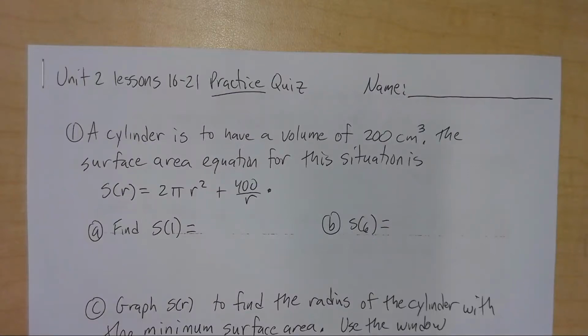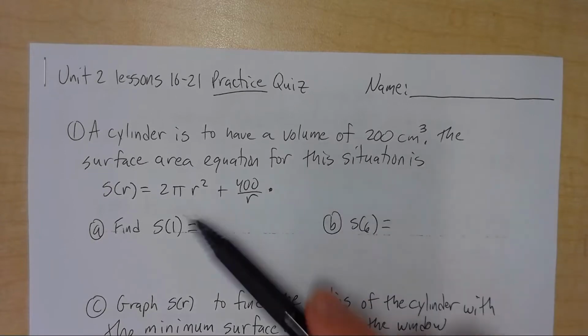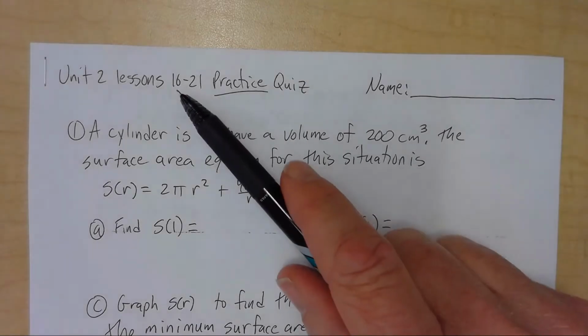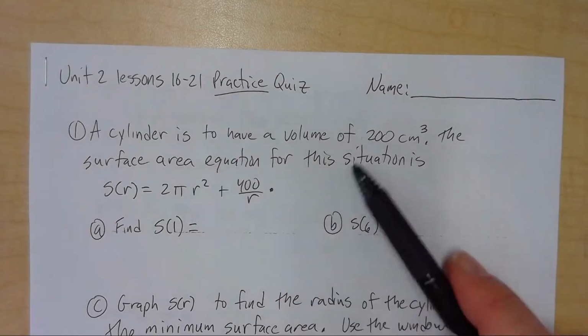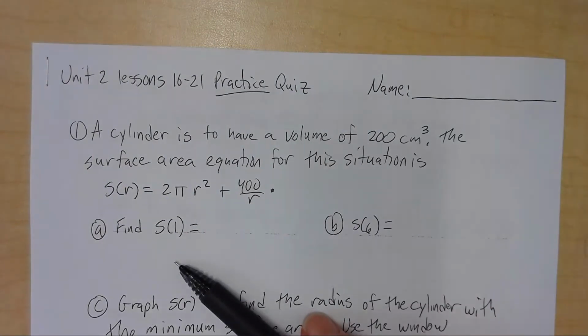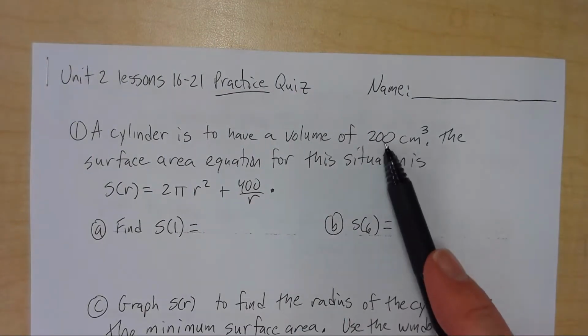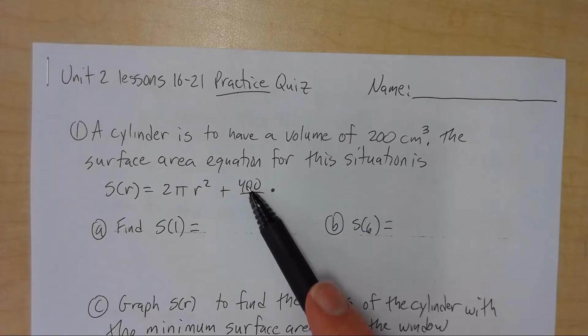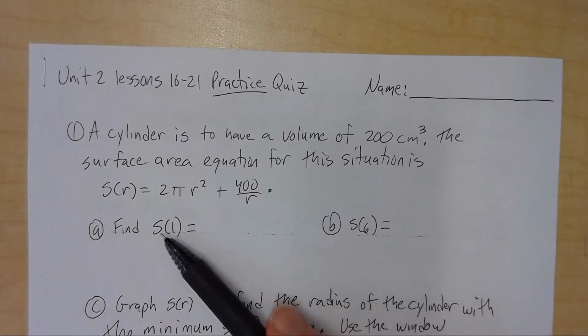All right, welcome to the practice quiz over Unit 2, Lessons 16 through 21. This, again, is a practice quiz. We saw these formulas in the beginning of this last part of the units here in 16, where we had surface area related with radius and all that kind of stuff, and volume. And the 200, remember, it doubled to 400 here. So all it's asking you to do is put 1 in for r.